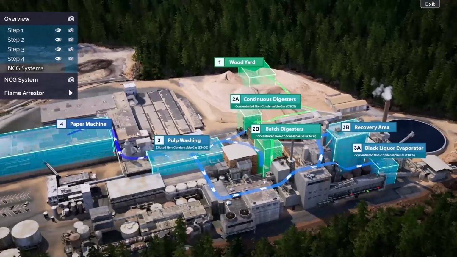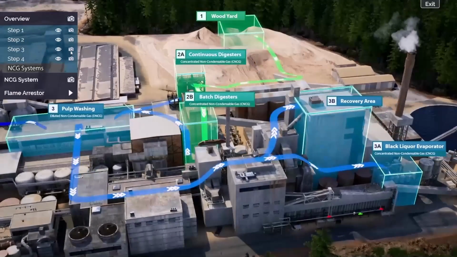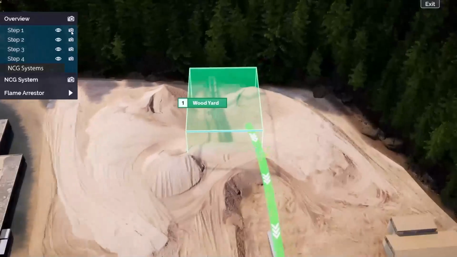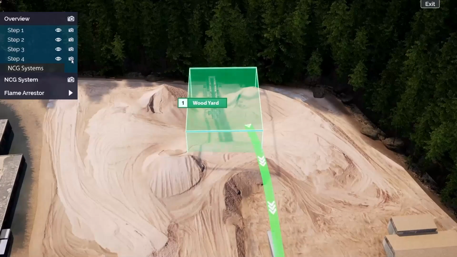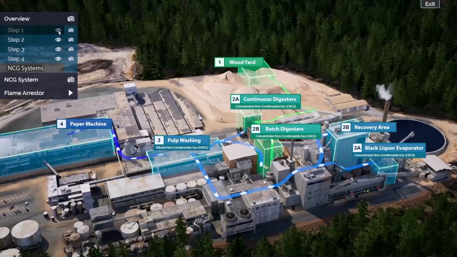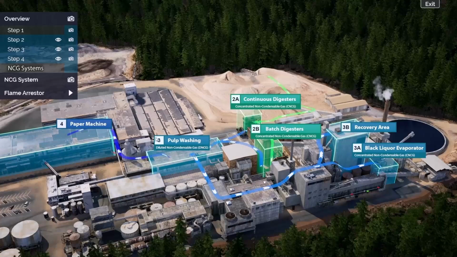You can see that we can easily go to any one of these areas and zoom in for any section by clicking the camera icon. We can also toggle on and off some of these sections by clicking on the eye. So if we don't want to see the woodyard, we can click the eye for step 1 and now it'll disappear.